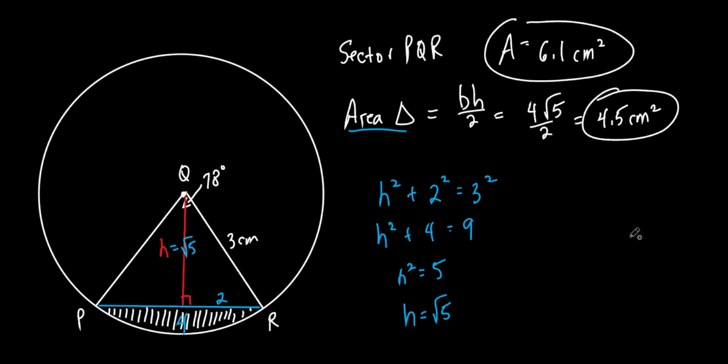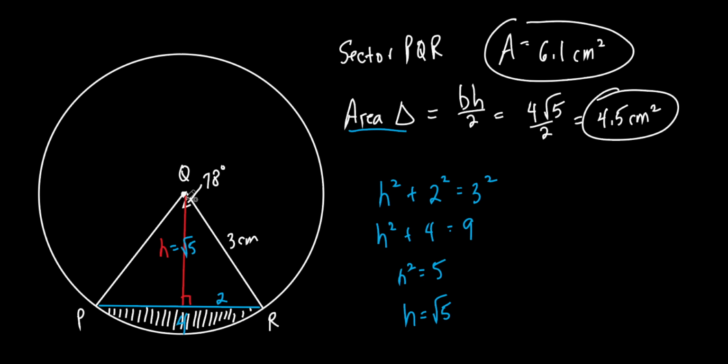Now watch this. Remember that shaded area, that segment? That's what we really want to find. Now it's super easy. It's just basic arithmetic right now. Now listen to what we just did. We found the whole entire sector, didn't we? And then we found the triangle. This is what's left over. The whole entire sector was 6.1. The triangle was 4.5. How do I find what's left over? I just subtract. That's all I do.